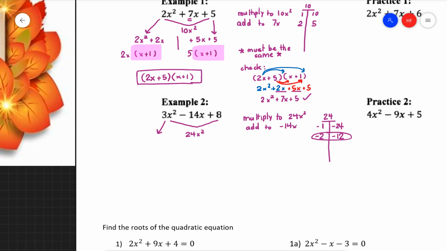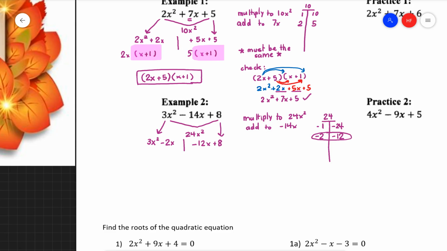Bring down the first, 3x squared minus 2x. You can write these in either order, so if the 12 was going to go first, that's fine. And then I have minus 12x, bring down the 8, so plus 8. This is my new problem that I'm going to be factoring: 3x squared minus 2x minus 12x plus 8. I expanded the problem to 4 terms.